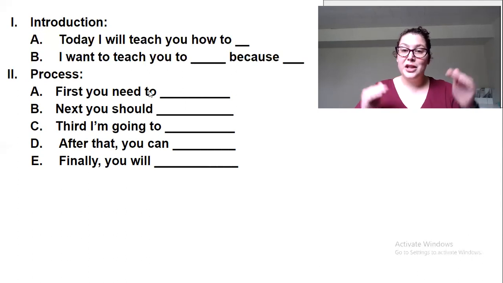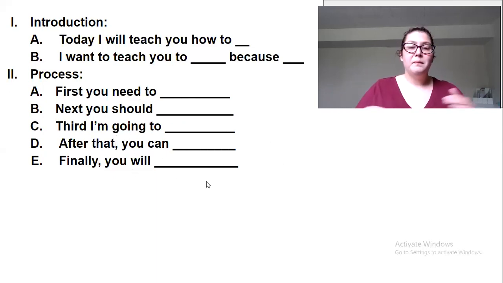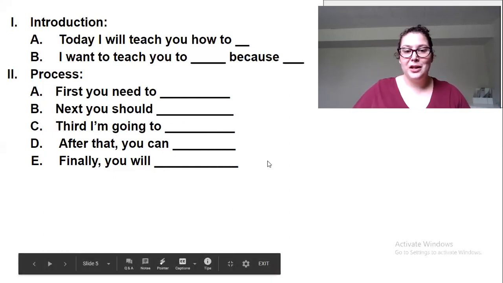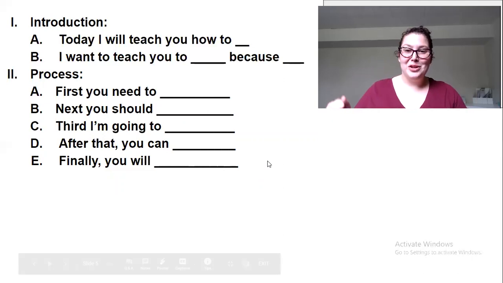Again, you don't need to use all of these phrases in order. They can be interchangeable, but first, next, third, after that, finally, that's a good order. But the phrases you need to, you should, I'm going to, you can, you will, we will, you want to, all of those can be used anytime you're giving any instruction. You can pick one that you like, or you can try to change it each sentence that you say.